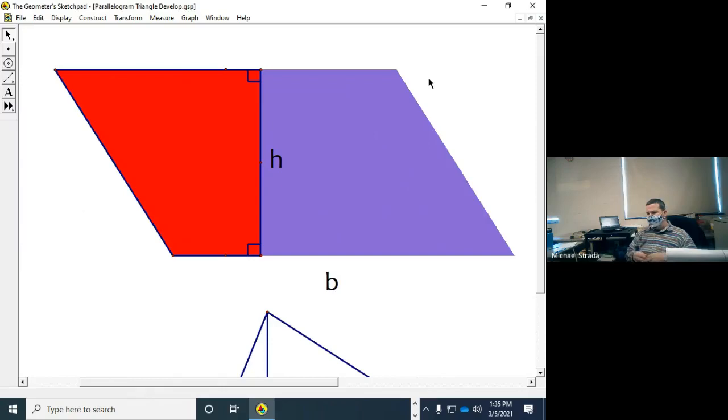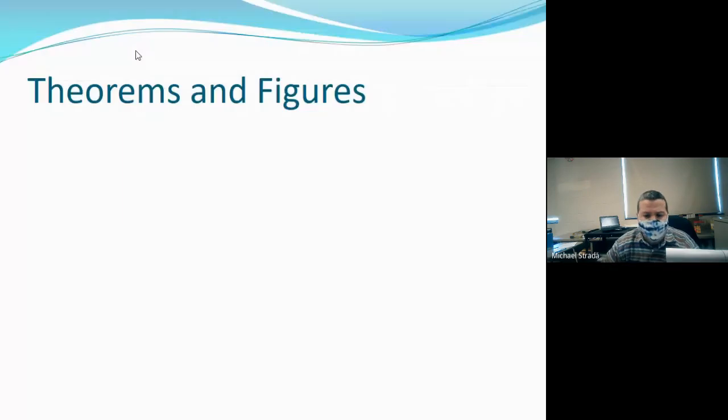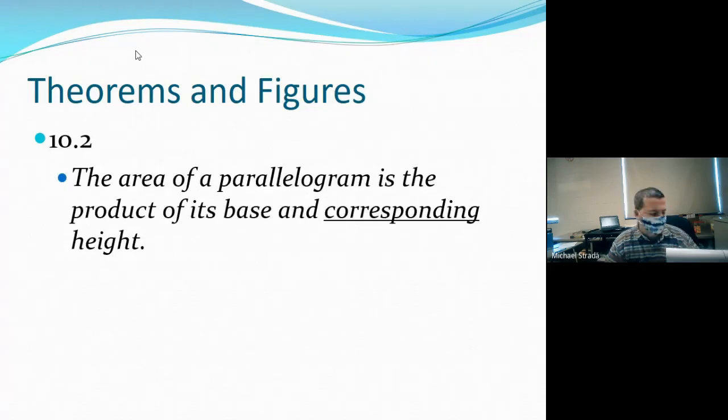Where the height makes what kind of angle? Right angle. That's why a parallelogram and a rectangle are the same. You don't want that, that's Monday's lesson. The area of a parallelogram is the product of its base and corresponding height.